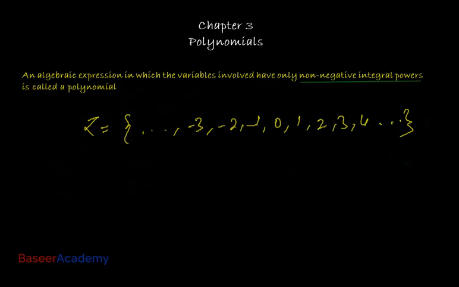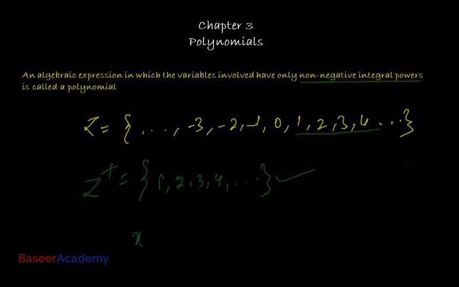Non-negative means positive. What are the positive integers here? Out of these, what are the positive integers? These are the positive integers: 1, 2, 3, 4, and so on, right? So if the power of a variable in an algebraic expression is only a positive integer, only then that algebraic expression would be called a polynomial. Let me give you an example.